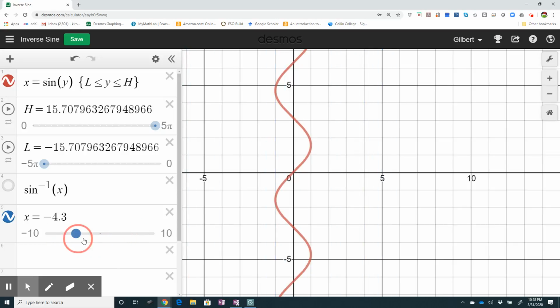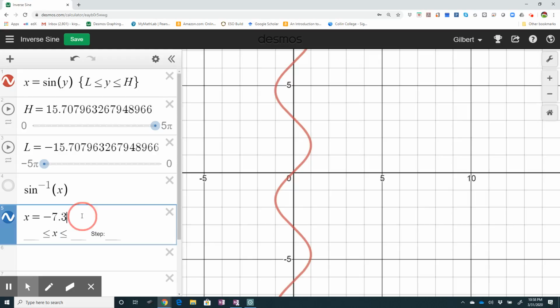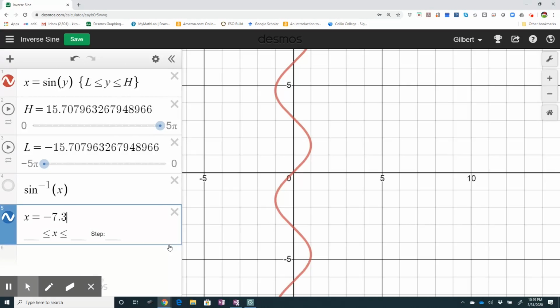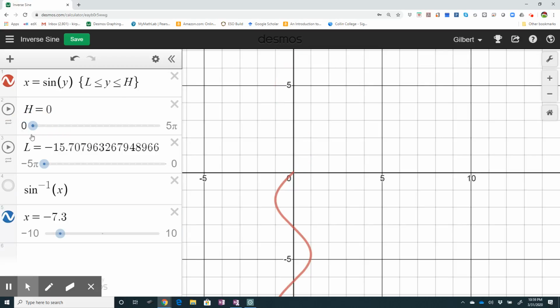So here's my graph. I wish I could hit play, but it won't let me. Anyway, I tried. Okay, so what I'm going to do is chop off part of this sine wave on the top. Now we can't chop off all of it because then there'd be nothing left. So instead, I'm going to put in just enough for it to pass the vertical line test.